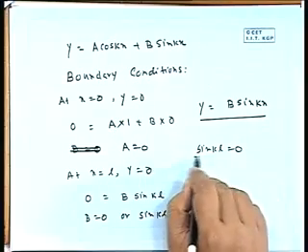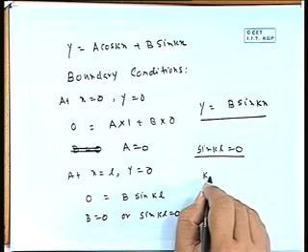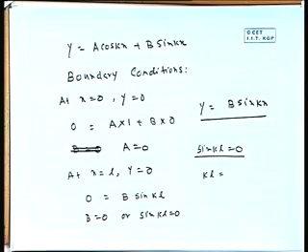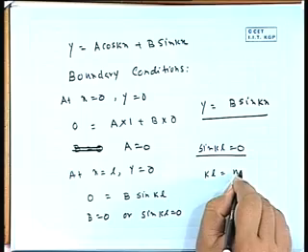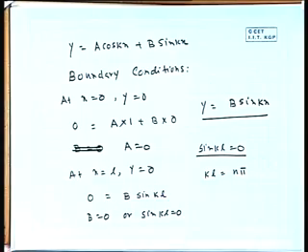Now during that condition, if B is not 0, then sin KL must be equal to 0, because the other boundary condition should be satisfied. So if sin KL equal to 0, KL will be how much? KL will be n pi. So if n equal to 0, it will be 0.